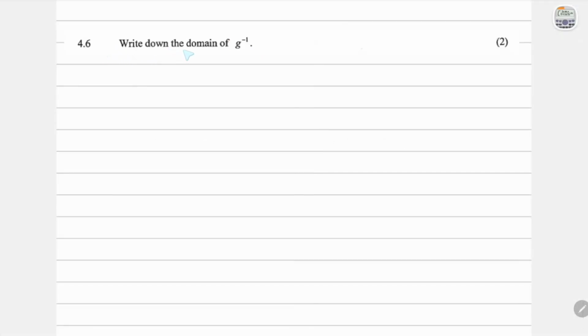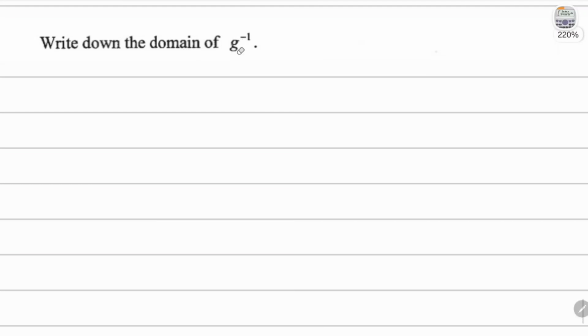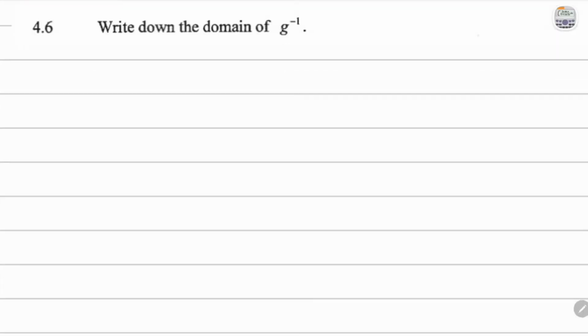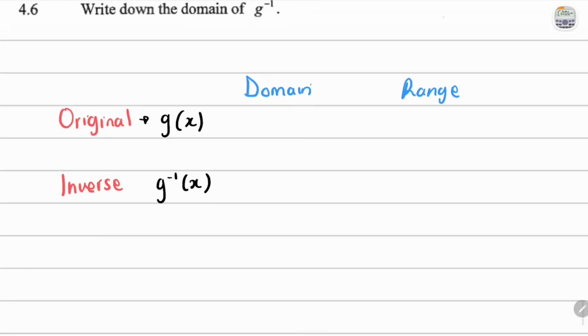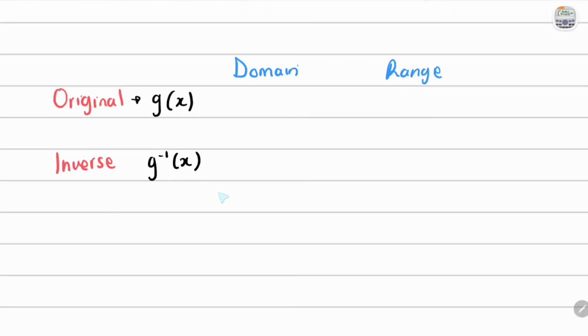Question 4.6 says, write down the domain of the inverse of g. So here is how the relationship between the original function and the inverse works. We'll be looking at what happens to the domain and the range. The same way the inverse function is formed by swapping the x and y values, the domain and the range also switch places. The domain represents all the possible x values of the graph and the range all the possible y values, so they switch places. The original function g has a specific domain, where x is an element of going from -2 all the way to 4.